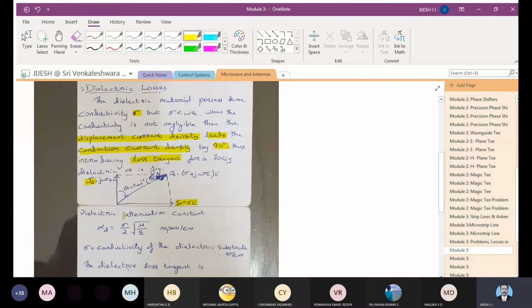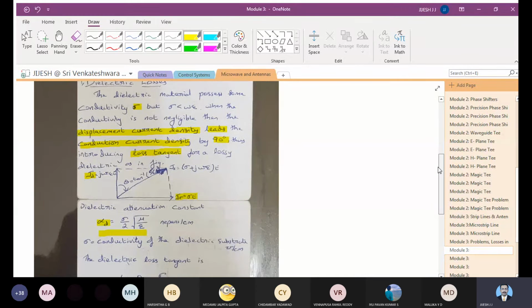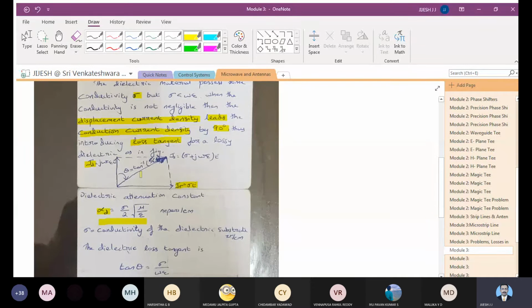All these notations you can just note down, and the displacement current density leads the conduction current density by 90 degrees. When you do that, the dielectric attenuation constant can be calculated. It is given as alpha D, which can be written as sigma divided by 2 root of mu by epsilon. This you need to study for the attenuation constant. Sigma is the conductivity of the dielectric substrate. From this figure, you can write tan theta, which is sigma by omega epsilon.